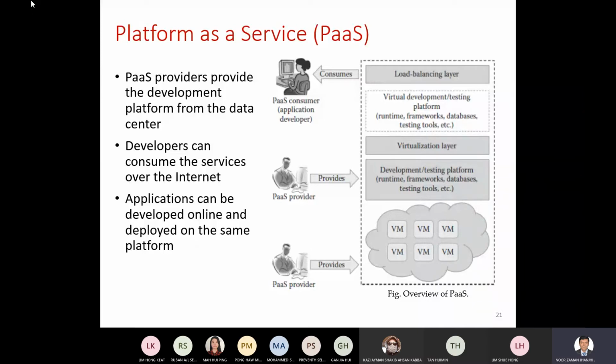Anyhow, now we are going for the platform as a service. In platform as a service, providers actually provide the development platform for the data centers. There are organizations that provide the platform so they can utilize that platform and develop their own required necessities that they can fulfill. So developers can consume the services over the internet.